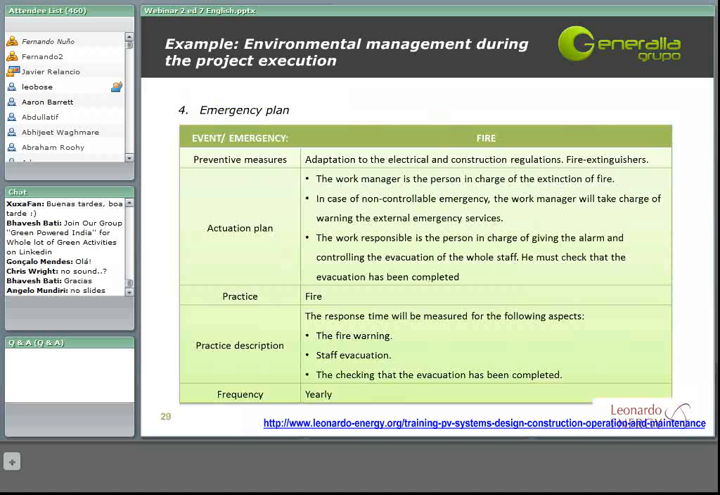Another very important point would be having an emergency plan for each incident that may happen in our facility. For instance, here we can find an example of the emergency plan in case of fire. In this emergency plan, we define the frequency, which is yearly, and then we define the practice description that should be done yearly, and we define which tasks should be done. But we also define which preventive measures we can take to prevent fire and what could be the actuation plan in case that fire happens.